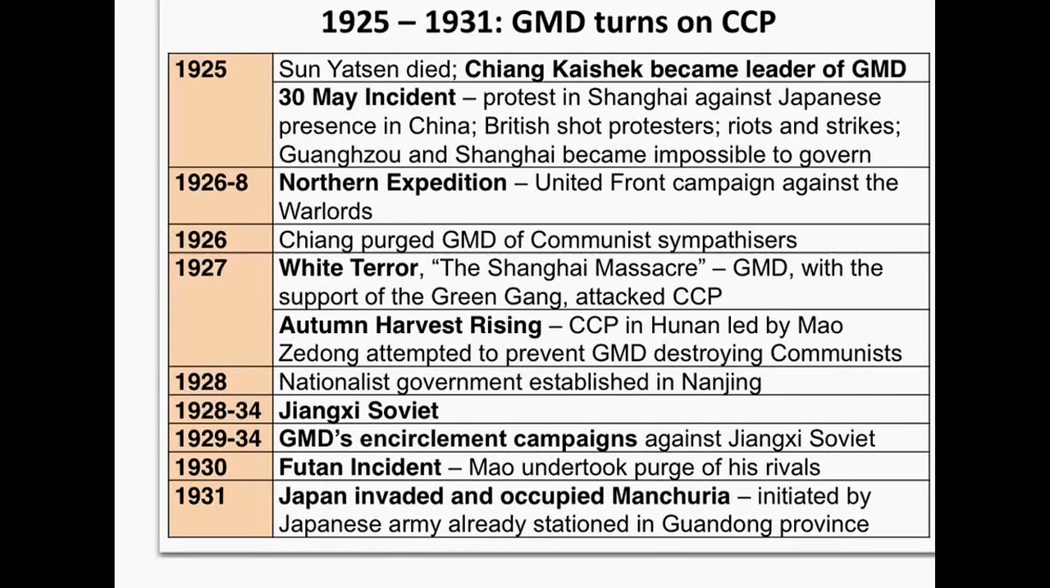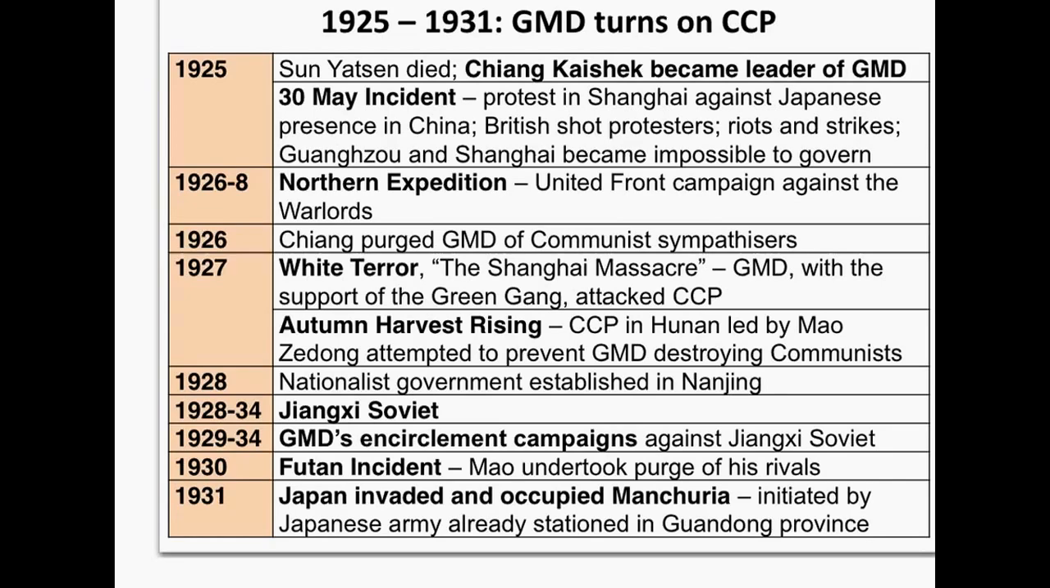However, from 1926, Chiang started to purge communist sympathisers from within the Nationalist Party, and then in 1927, with the White Terror, also known as the Shanghai Massacre, he actually rounded on the communists and attacked them. The communists did try and fight back, without much effect, and were forced to retreat to Jiangxi. There they were encircled by the Kuomintang and forced to fight for their lives. It was during this time that Mao enforced his own policy and authority on the Communist Party.